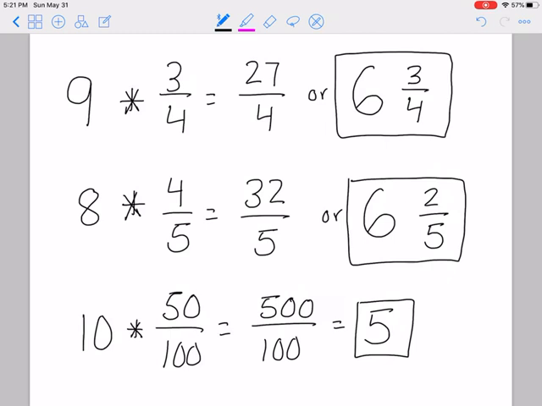Okay, please complete page 273 for your math message in your math journal.